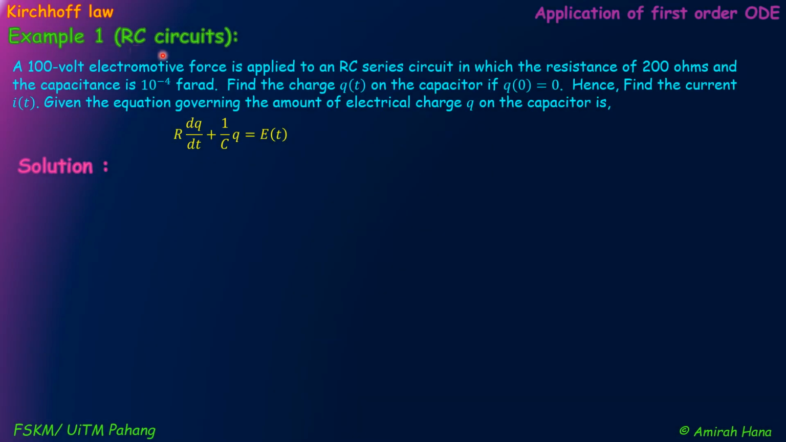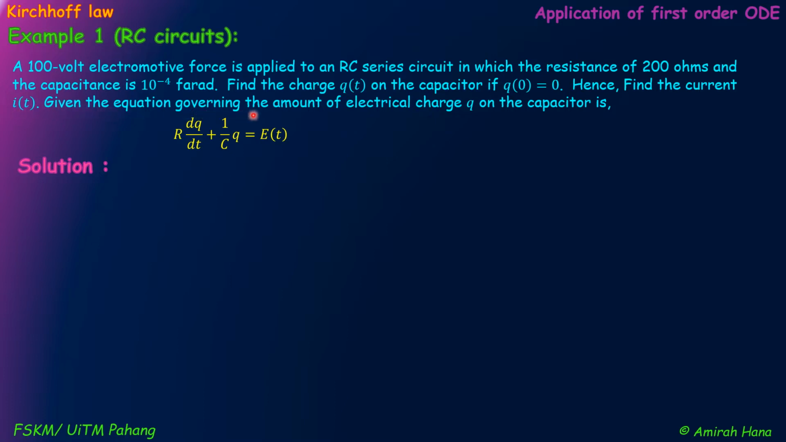Example 1 for RC circuits under Kirchhoff's Law. The question is: a 100-volt electromotive force is applied to an RC series circuit in which the resistance is 200 ohms and the capacitance is 10 to the power of negative 4 farad. Find the charge Q(t) on the capacitor if Q(0) equals 0. Hence, find the current I(t).